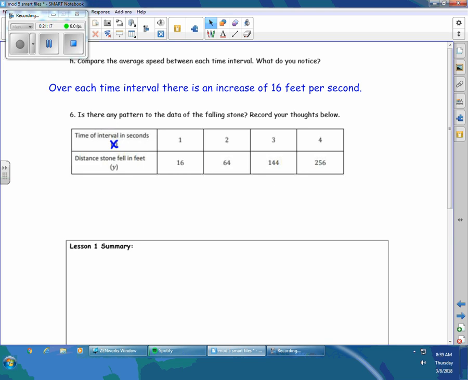We will, in future lessons, be figuring out what the equation is that actually will represent this information and being able to use the equation to make other predictions.